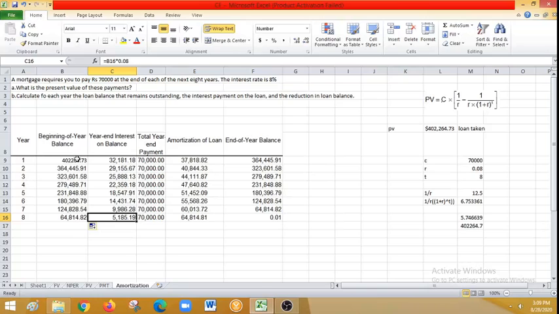This is because your loan amount is reducing. First year loan amount is 4 lakh, second year 3 lakh 64, and here it is 3 lakh 23. So since we are paying this principal, the loan amount is reducing, and since the loan amount is reducing, the interest that is being paid on the outstanding amount is also reducing.